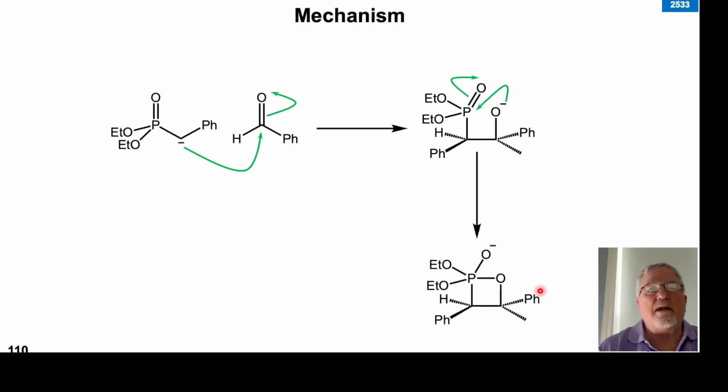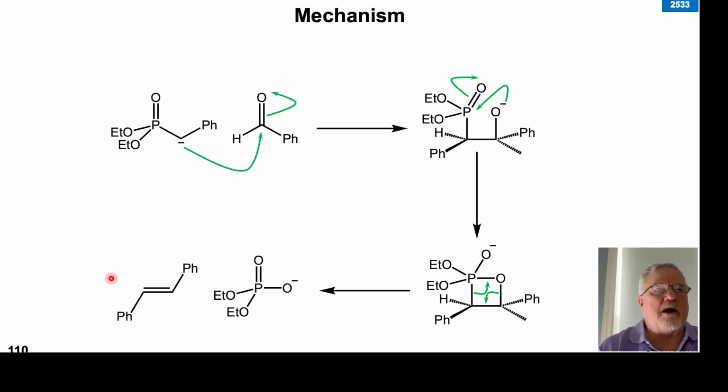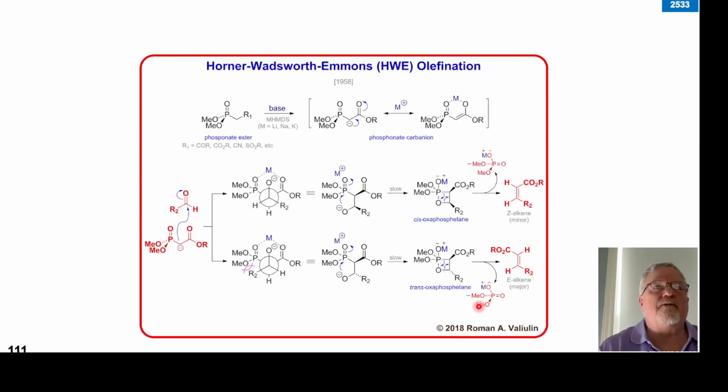It then does a ring closure to form this, and just like the Wittig reagent, that collapses to give us our alkene and this derivative of phosphoric acid. It's an ester of phosphoric acid anion. So here we see, this is from Roman Valulin. He has a lot of mechanisms up there. This goes through the mechanism in detail.